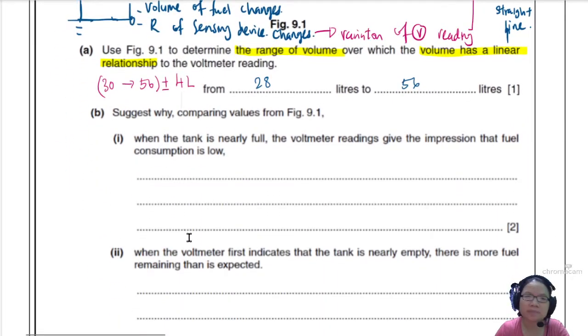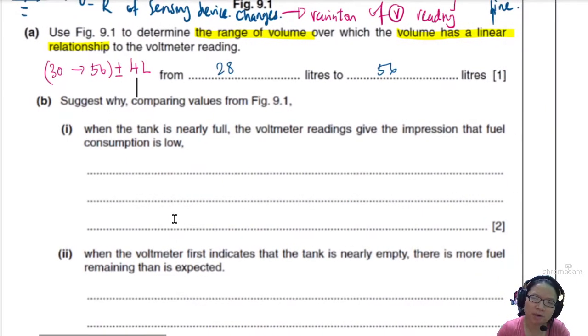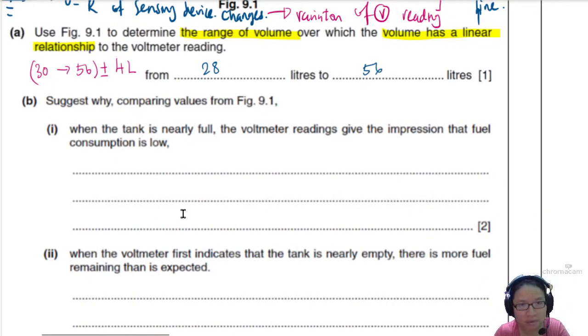All right, part B. Suggest why when comparing figures from figure 9.1. So they say use values. So you have to state values from the graph. You have to take coordinates or values or numbers from the graph. You cannot just use gradient.